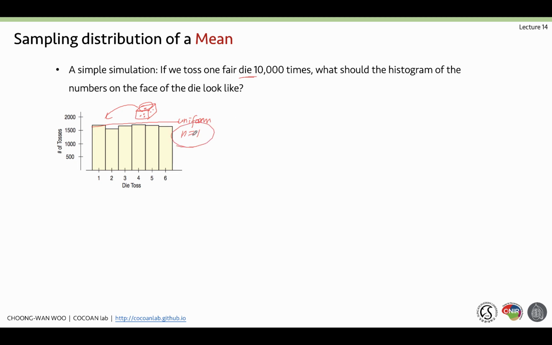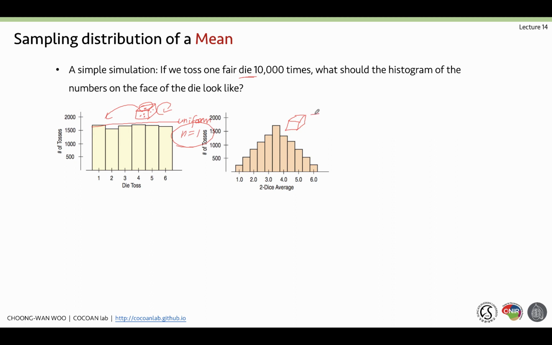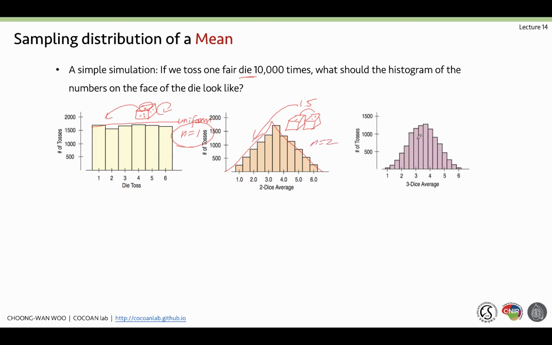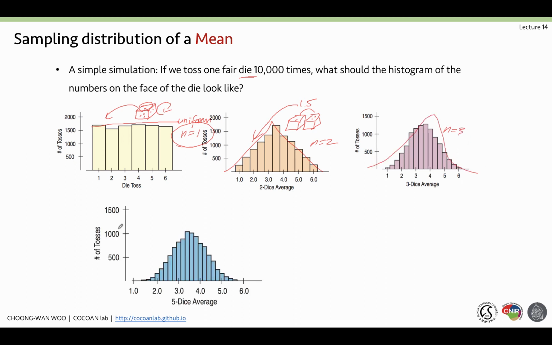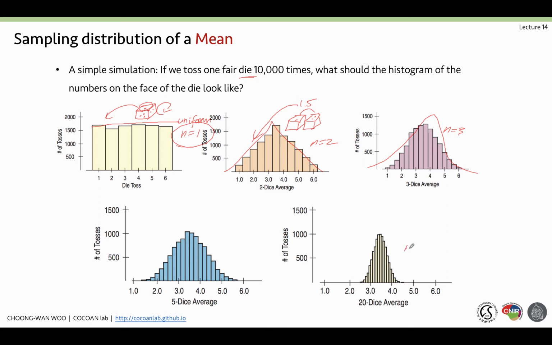So you get one number from each iteration. The process is throwing the die. And this is the 2-dice average. So you are getting 2 numbers. For example, in this case, you are getting 1 and 2, and 1.5 is the number from this sample. And it becomes more symmetric and similar to the normal distribution. When you throw 3 dice and take the 3-dice average, it becomes more similar to the normal model, and then 5, and 6. This is 20 dice. Perfectly normal. So this is the n equals 3 case, and 5, and n equals 20.